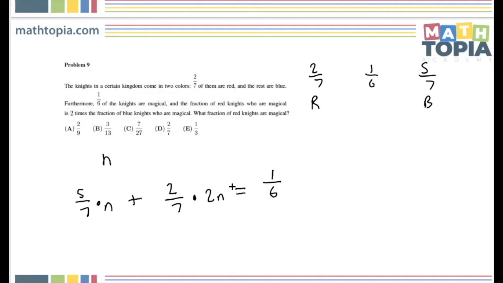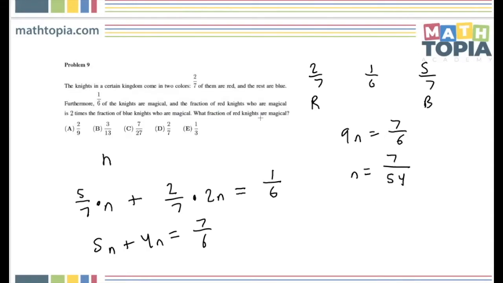Obviously, this is very confusing. The means of attaining the equation is a bit complicated, but in reality, this is what the problem boils down to once we put all these words into this. So now we can just solve. It's not too difficult. We multiply by 7. So 9n is equal to 7/6. So we'll just divide by 9 and get n = 7/54. So the fraction of red knights that are magical will be 2n, that's what we're looking for. And that will just give us 7/27. C.